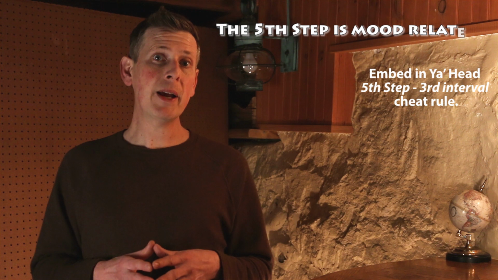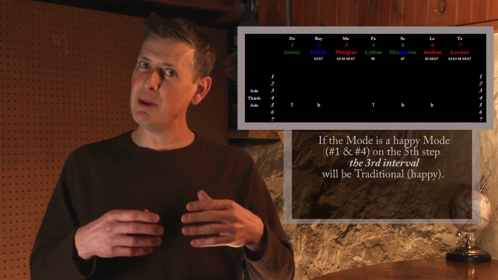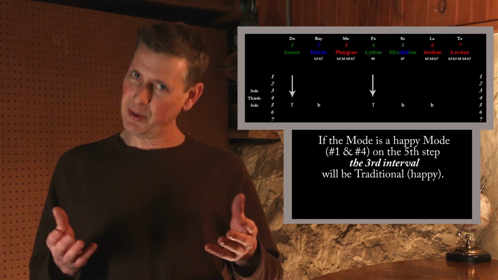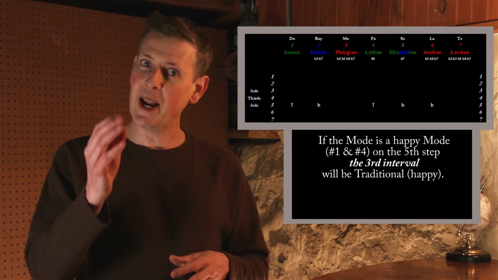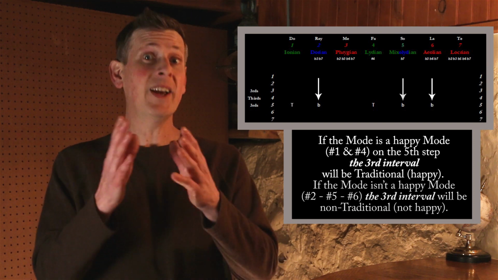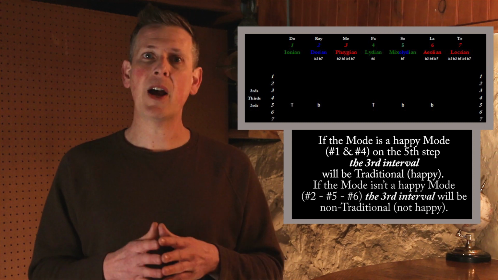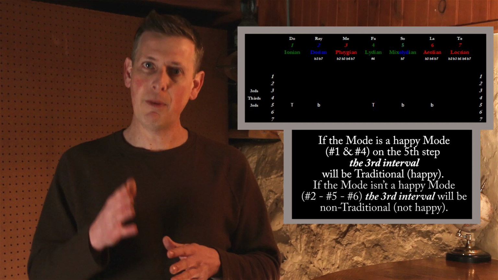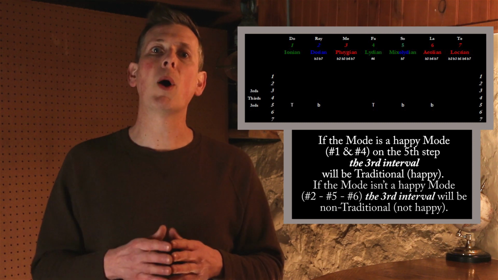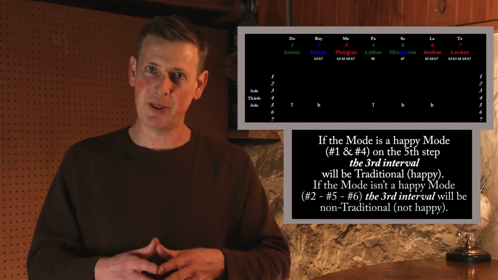And what do I mean by that? What I mean by that is if the mode is a happy mode, the 1 or the 4, the third interval will be traditional. If the mode is not a happy mode, which would be the 2, the 5, or the 6, then the third interval will be flat. Every time you reach the fifth step of that mode when doing the intervals of third, just remember what happiness mode or unhappiness mode that mood falls into.